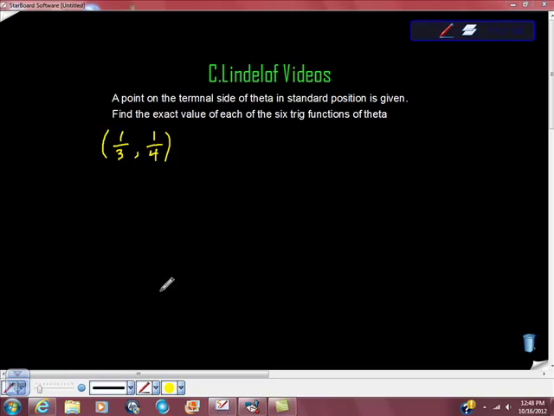So we're given this problem from college trig. It says a point on the terminal side of theta in standard position is given, and that's this point right here. Find the exact value of each of the 6 trigonometric functions. And I think what happens here is students look at this and they've already started to be ingrained with a unit circle, and they've forgotten kind of where we started from.